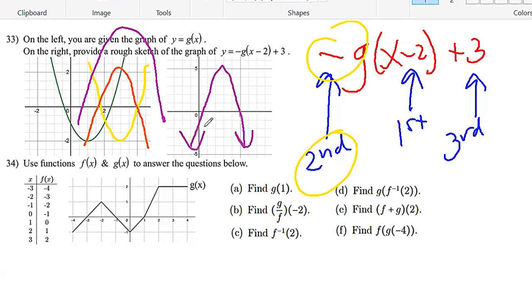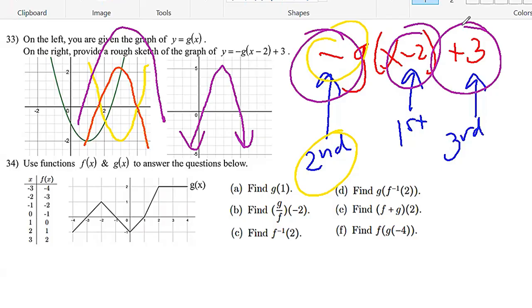You see that? So the order matters. Always do this guy first, and then do that second, and then do this last. And it's good to show different colors to show how you progressed from the start to the end.